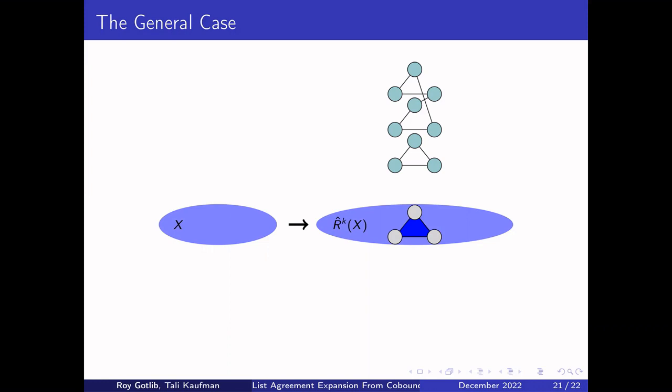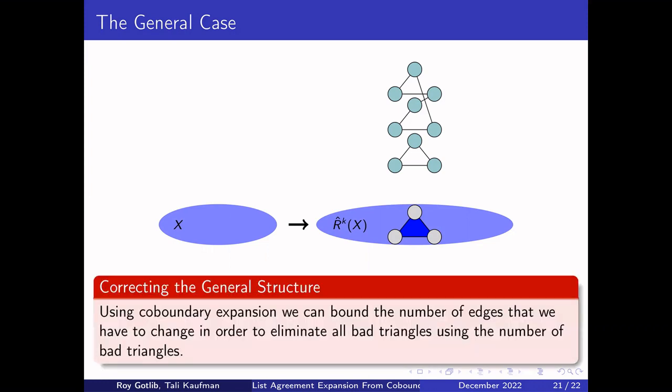Therefore, our first step in tackling the general case would be correcting the near cover into being trivial by changing some of its edges. In order to do that, we utilize the fact that the original complex and all of its links are coboundary expanders in order to claim that in the representation complex, we can bound the number of edges we have to change in order to get a trivial near cover using the number of bad triangles, which here we take to mean triangles that are not covered by L distinct triangles.